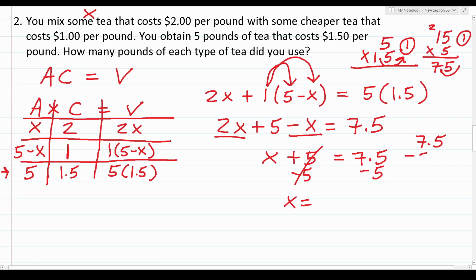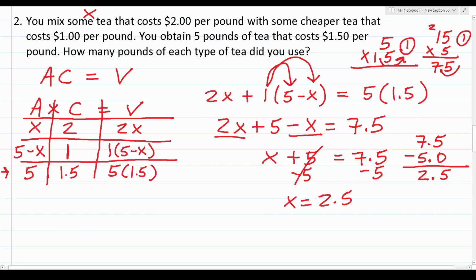7.5 minus 5. All right, so 5's clearly not written as a decimal, but that said, if we put a decimal here and a 0 after it, we've now written it as a decimal. 5 minus 0 is 5. Drop down your decimal in place. 7 minus 5 is 2. So 7.5 minus 5 is 2.5.